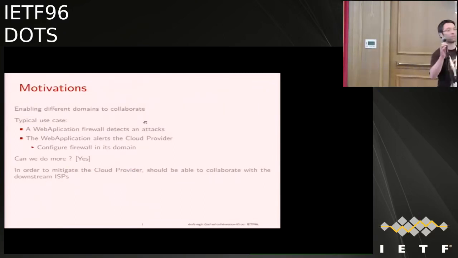Okay, so yeah, that's typically the use case we address. So different domains, and they want to interact in order to mitigate an attack. So the problem is that when you interact between different domains, what we want is a collaboration. We don't want an orchestration. So next slide.